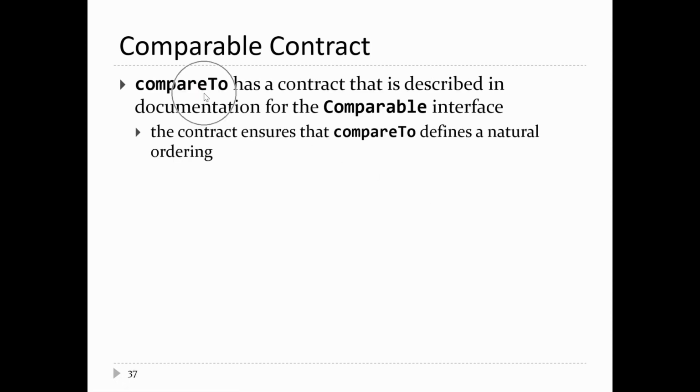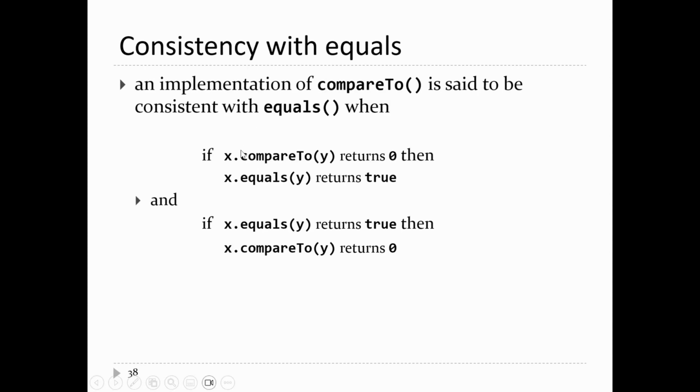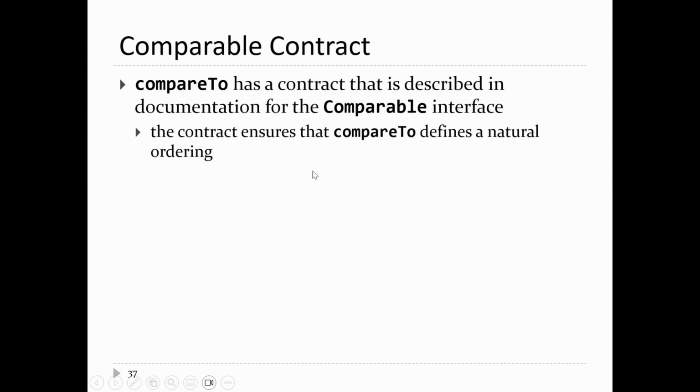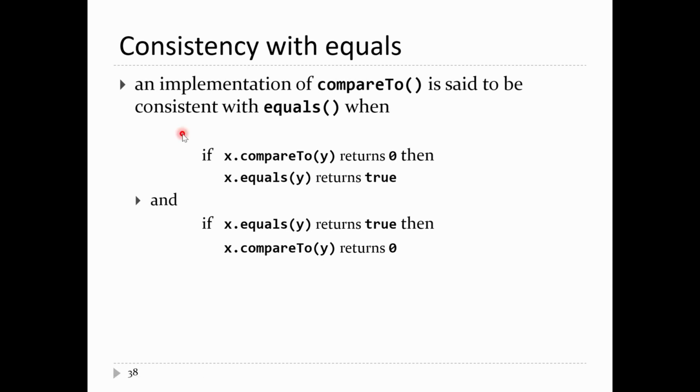Okay, so if you go and look at the Comparable interface, you'll find the compareTo method. The documentation for the compareTo method is a fairly detailed description of exactly what compareTo must do. The contract for compareTo ensures that compareTo defines what's mathematically called a natural ordering. We're not so interested in the mathematical details here. What we are interested in, though, is whether or not compareTo is consistent with equals.